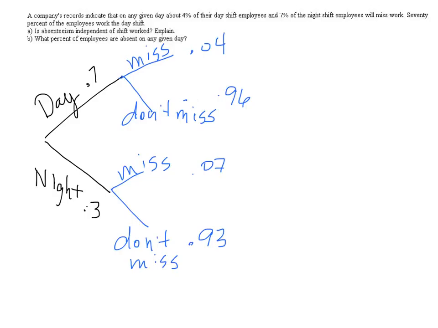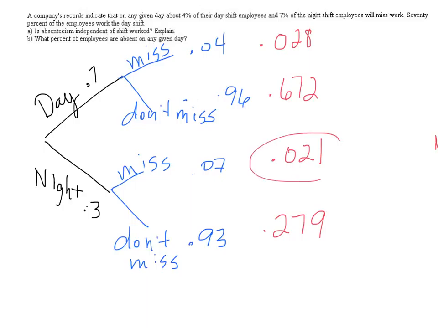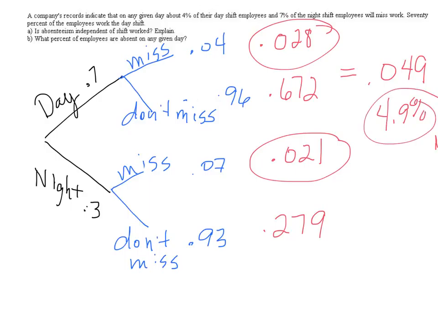If 7% of the night shift miss, 93% don't. And then we can go ahead and multiply to get all of our combinations. And we kind of need to answer part B to get part A. What percent of employees are absent on any given day would be the sum of our two absents. As a decimal, that's 0.049. So as a percent, it'd be 4.9%.